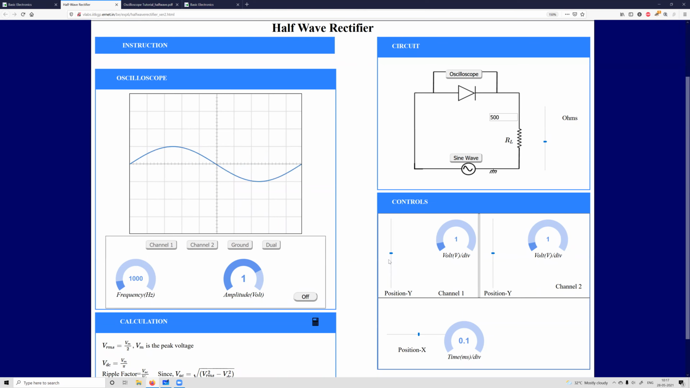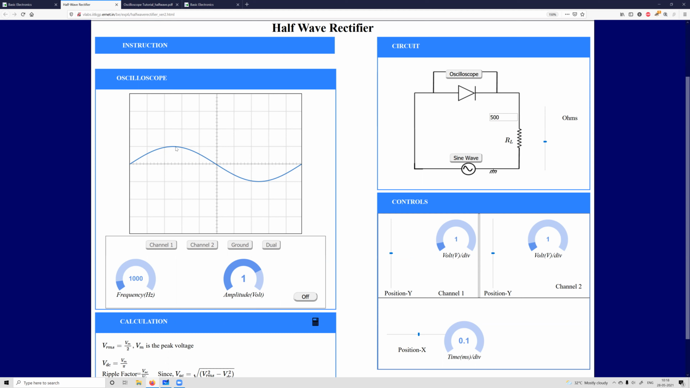If I change this, I can change the position of the Y axis in the scope. And the second is voltage per division. What does this mean? This means that there are 8 big divisions in the y-axis, and voltage per division means what is the voltage range for one big division? Here it is 1 volt.